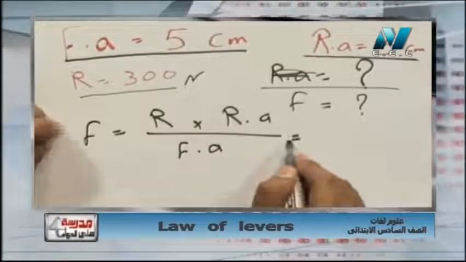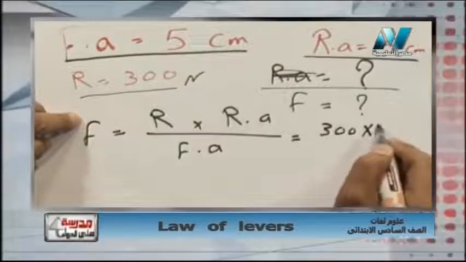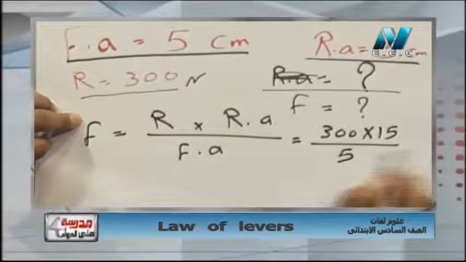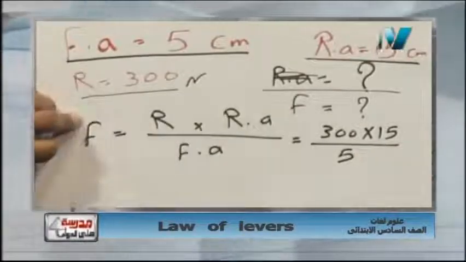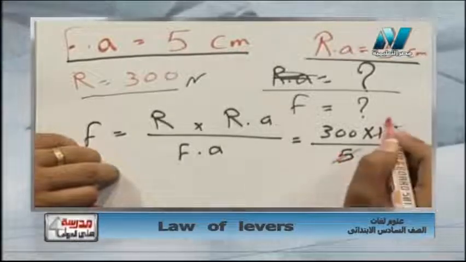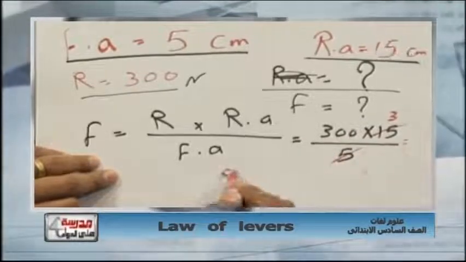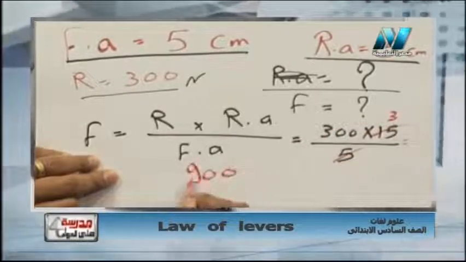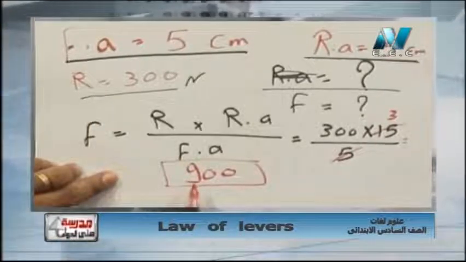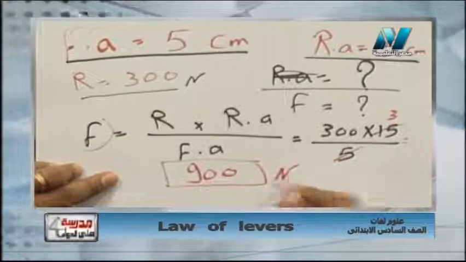R here is 300 Newton times resistance arm 15, divided by force arm, effort force arm, 5. Now 15 divided by 5 is 3, times 300, I must write down 0, and 3 times 3, 9. It will be 900. 900 what? It is force. So force equals 900. 900 what? Newton. 900 Newton.